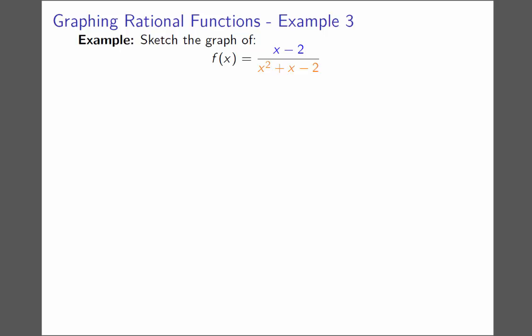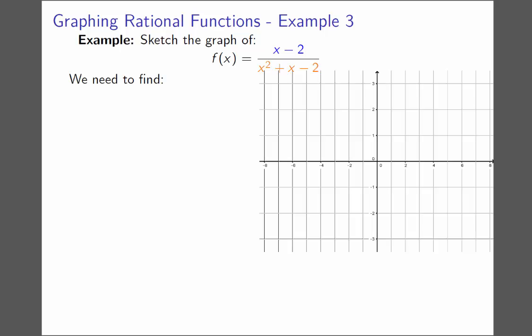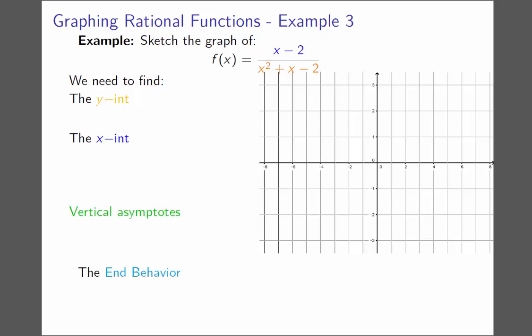In this example, we'll sketch the graph of the rational function f of x equals x minus 2 divided by x squared plus x minus 2. To sketch our graph, we need to find the y-intercept, the x-intercepts, the vertical asymptotes, and the end behavior. Let's start with the y-intercept because that's the easiest.